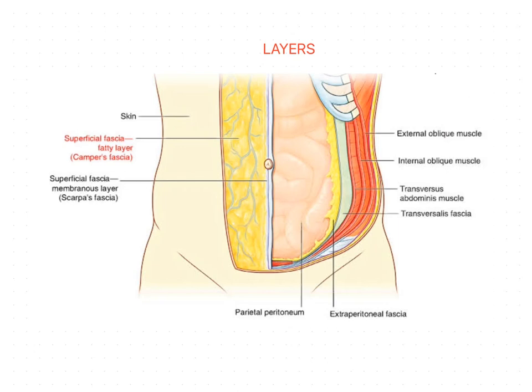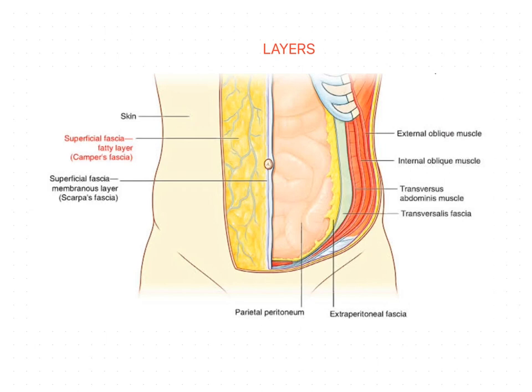Dear students, welcome back. In the previous session, we have seen the skin, that is the first layer of the anterior abdominal wall. Now, in this session, we are going to see the superficial fascia, which is the second layer of the anterior abdominal wall. This superficial fascia has two layers.